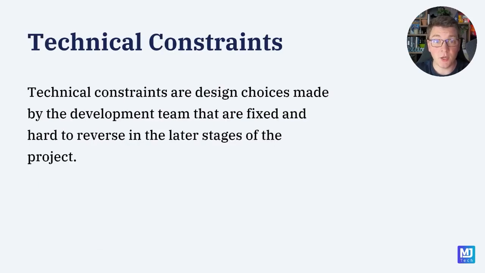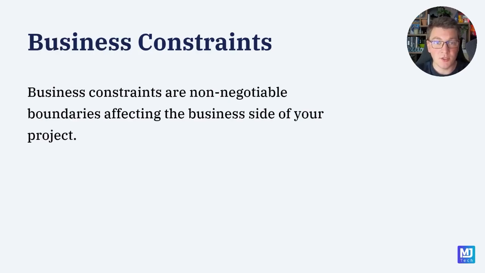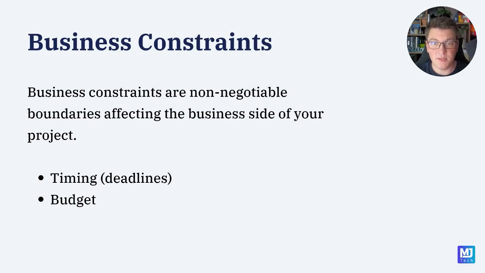Technical constraints are an architectural driver that include design decisions that are usually made by the development team, and these are decisions that are hard to reverse in the later stages of a project. Examples of technical constraints include programming languages, the use of a specific library or framework, or having to develop an application for a specific operating system or runtime. Business constraints are architectural drivers that impact the business side of your system. Examples of this include timing or any hard deadlines that you might have when architecting your system, and another business constraint could be a fixed budget to complete this project.